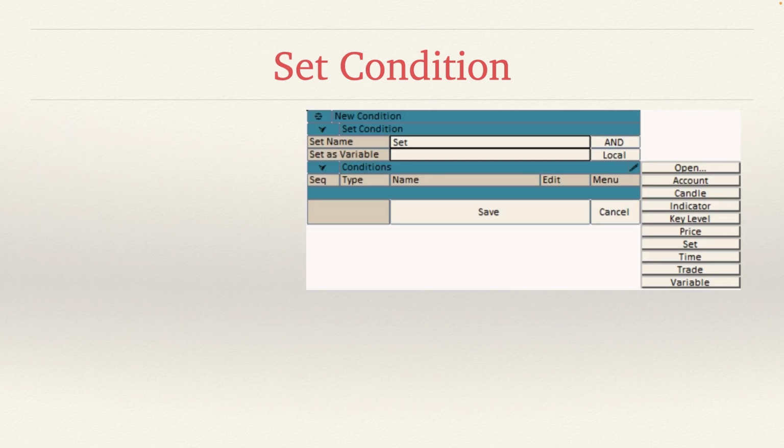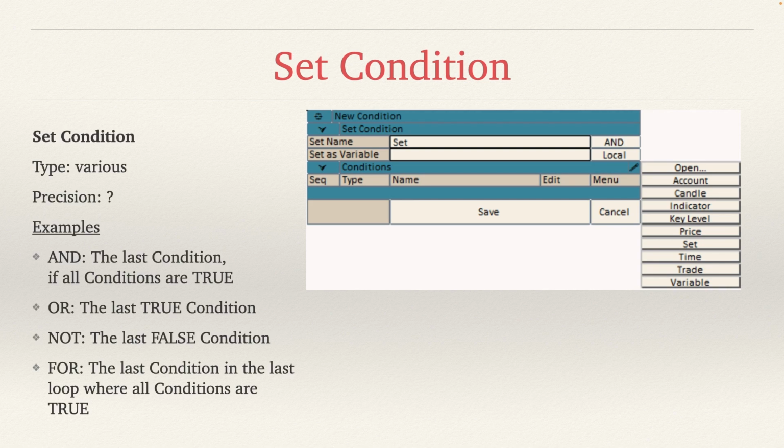The set condition returns the value and data type of the last condition in the set to evaluate as true. If this is an AND set, and one of the conditions evaluates as false, then it will not return a value. If it is an OR condition and any one condition evaluates as true, then it will return the value of the last condition to evaluate as true. If no conditions are true, then it returns no value.